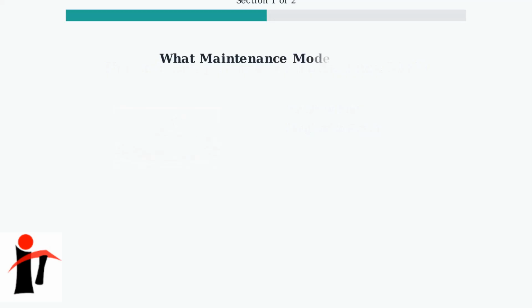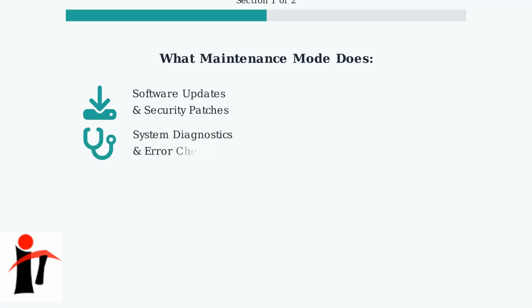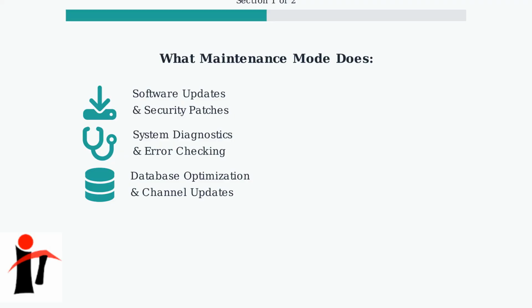Maintenance mode is a diagnostic state where your YouView box performs essential background tasks to keep the system running smoothly and securely. During maintenance mode, your YouView box performs several critical tasks. It downloads and installs software updates and security patches to keep your system current and secure. It also runs comprehensive system diagnostics to check for errors and potential problems, ensuring your box operates reliably. The system optimizes its database and refreshes channel lineups to ensure you have access to the latest programming and features.